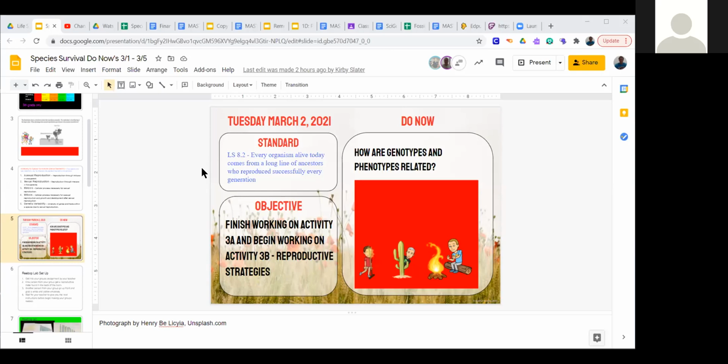Yes. Okay, good. So I'm going to show you something here in a minute. So the do now question is, how are genotypes and phenotypes related? Do you have an answer for that? Or what do you think? I'm not sure. Okay, so do you remember any genotypes from the Reebop lab? What was one of the genotypes?